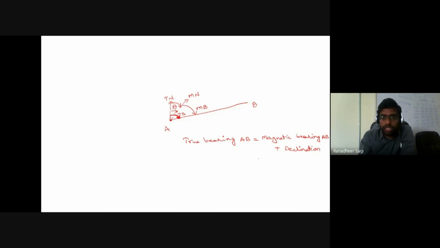Okay, so magnetic bearing, how do we represent it? From your magnetic north, how much is the angle at which your AB line is there? If the magnetic bearing of line AB is known and the declination value between your magnetic north and true north is known, how much is the declination angle? If these two values are known, then the sum of these two values gives you the true bearing of line AB.